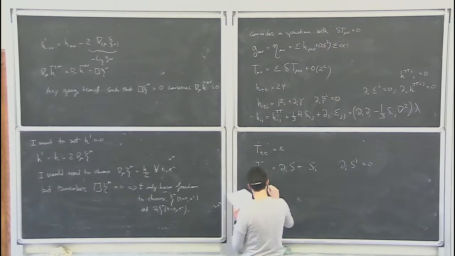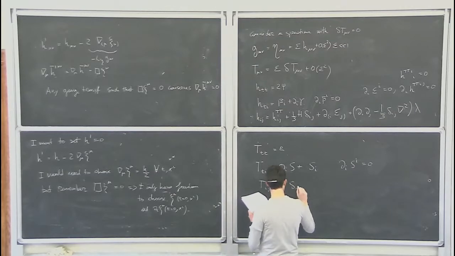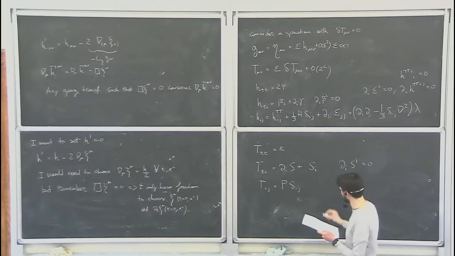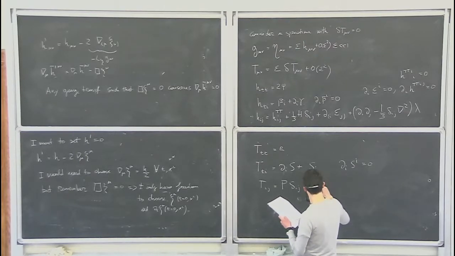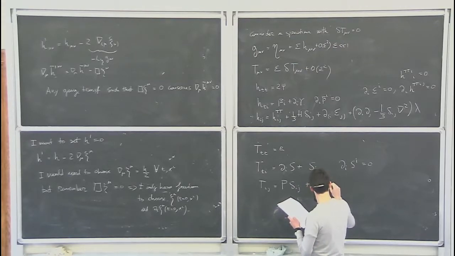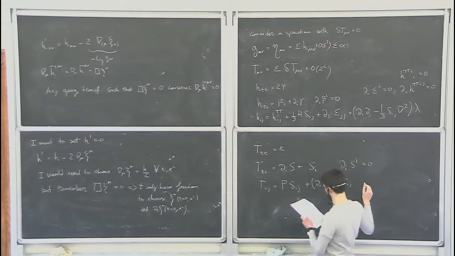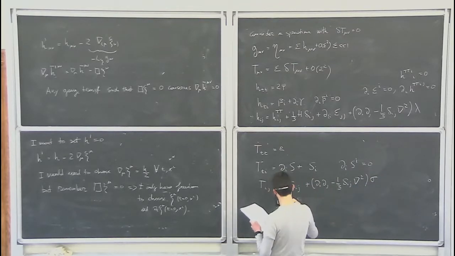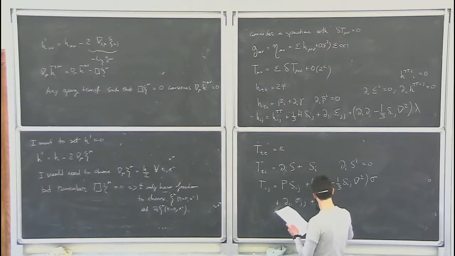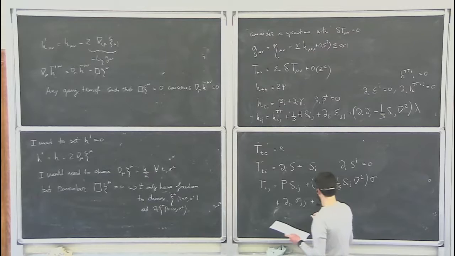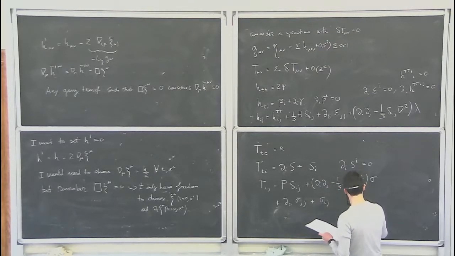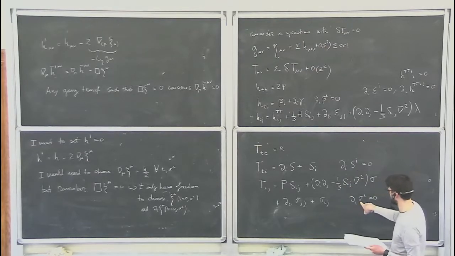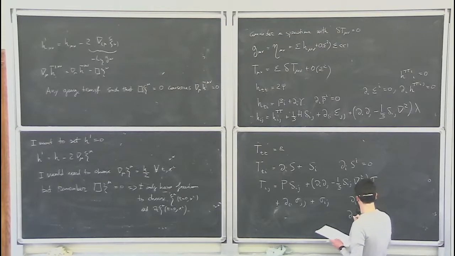And T_ij, again, let me call it P delta_ij. So the trace of the stress energy tensor is simply the pressure, therefore I call it P, plus, again, I have a scalar mode, d_i d_j minus 1/3 delta_ij nabla squared, and let me call this scalar mode sigma. Then I have a vector mode, sigma_j, plus sigma_ij, where now these sigmas satisfy the following boundary condition. The vector is a curl, so the vector is solenoidal, and this tensor sigma_ij is transverse and traceless.